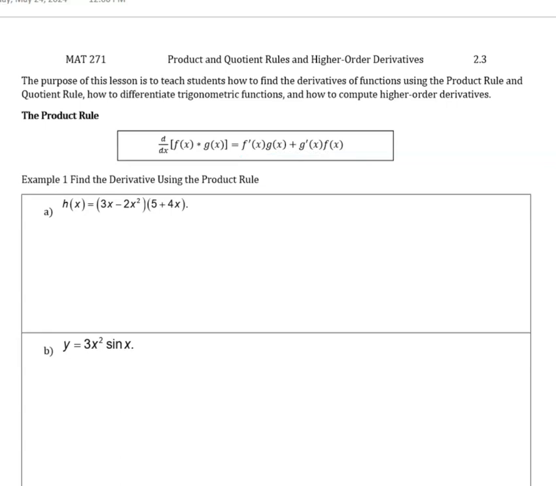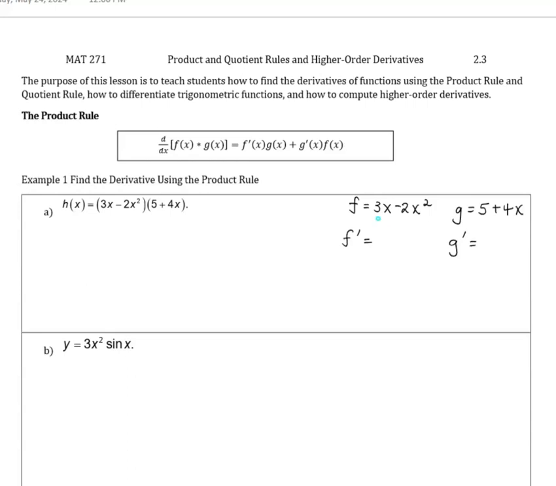So in this case, we are going to be taking the derivative of the product of two separate functions. Those two separate functions are f equal to 3x minus 2x squared. That's that first factor. And the second factor, g, is 5 plus 4x. So now that we have identified both of those factors, f and g, we will now come in and take f prime and take g prime. We'll take the derivative of both of those two factors.